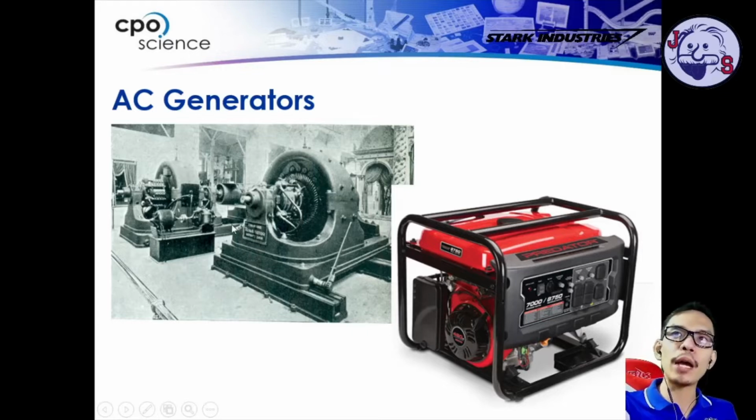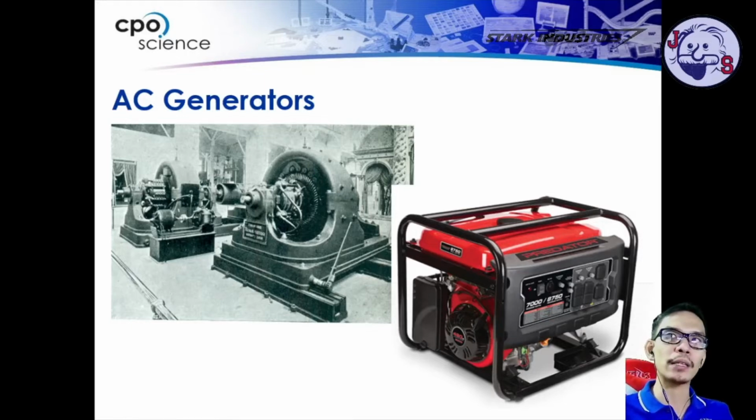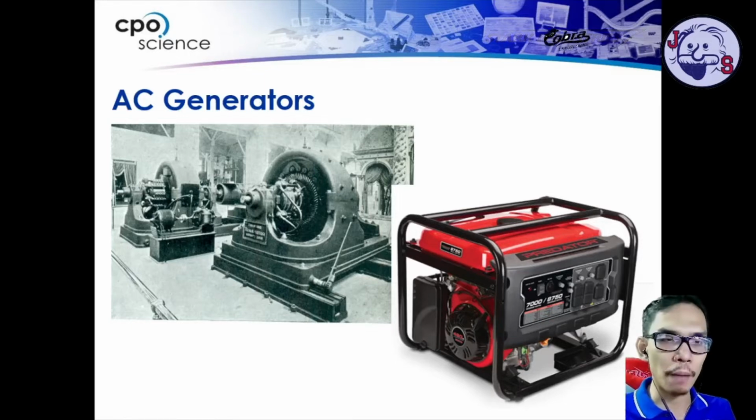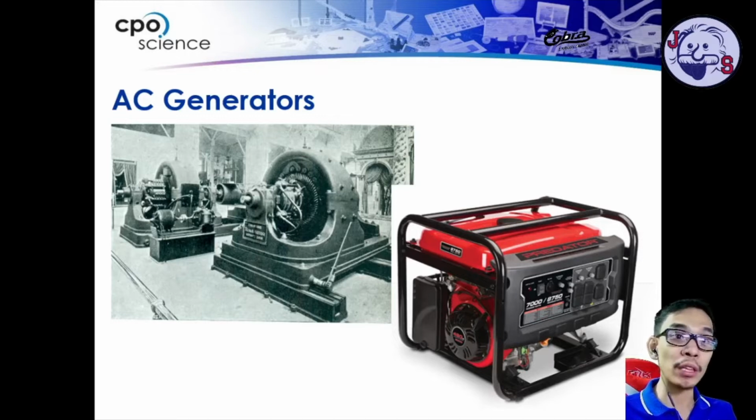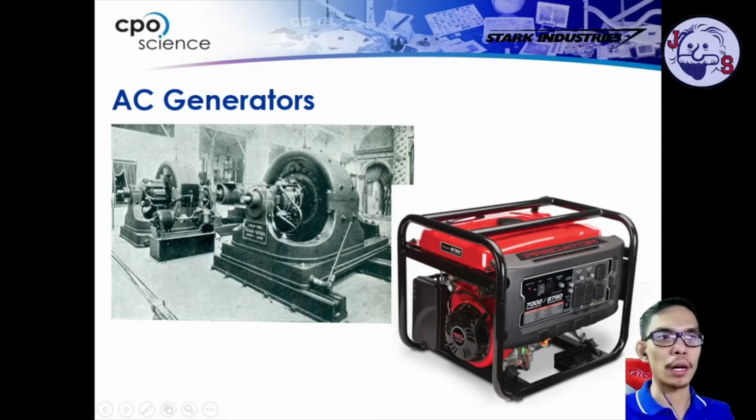Meanwhile, these are large generators that are found in power plants. They are connected either in a hydroelectric power plant, or sometimes in a wind turbine. These are the AC generators found in those power plants.